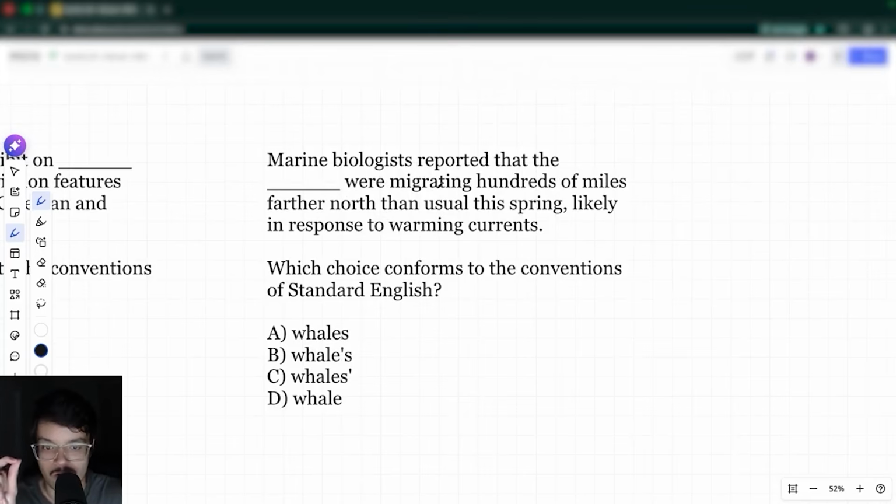Last one here, marine biologists reported that the whales were migrating hundreds of miles farther north than usual this spring, likely in response to warmer currents. This is just another red herring of a question. There is no possession happening there. We're not saying that the whales own anything. It's not saying that the whales own their blubber or own their, I don't know, ocean or whatever. It's just saying whales. Whales were migrating. So therefore we have to go for A.